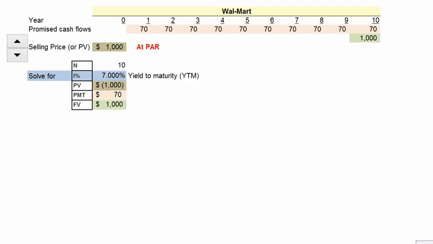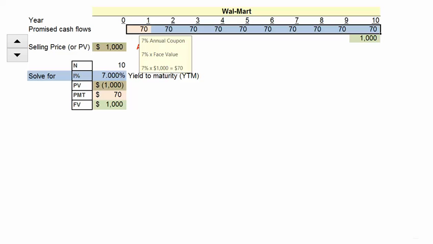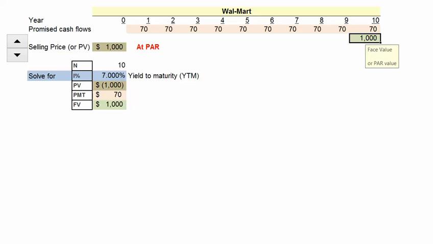First, most bonds have an annual or a semi-annual coupon. In the case of this bond issued by Walmart, it has a 7% annual coupon, which means it pays a $70 coupon payment each year. That takes the 7% coupon rate, multiplying it by the $1,000 face value. The face value, or par value, is the amount that we'll receive at maturity.